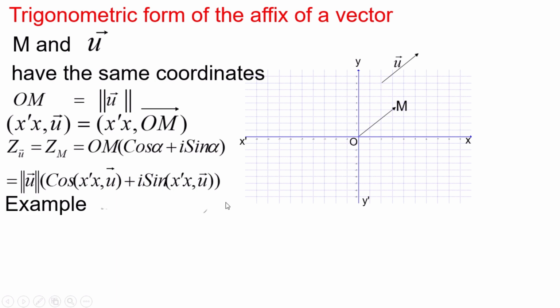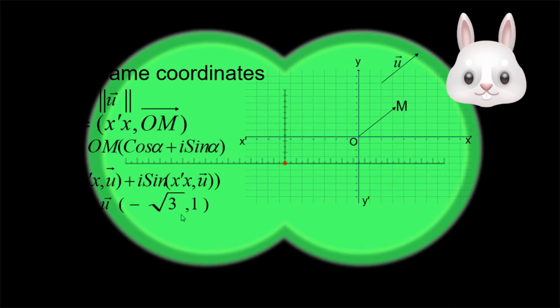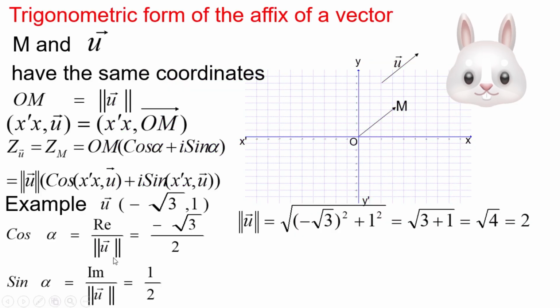Example: u is minus radical 3 plus i. How to calculate the magnitude of u? The magnitude of u is the radical of x squared plus y squared. Cosine alpha equals real over modulus. The real part equals how much? The real part is minus radical 3, over the modulus 2. Sine alpha equals imaginary over magnitude, or modulus, the same, equals imaginary over 2, which equals one half.